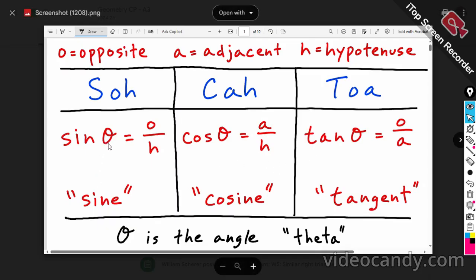This symbol right here is a Greek letter theta. That just represents the angle. And the way to remember the formulas is to remember the phrase SOH CAH TOA. The S is for sine, the C is for cosine, the T is for tangent. And as far as the lowercase letters, O is opposite, A is adjacent, and H is hypotenuse. So remember, sine is opposite divided by hypotenuse, cosine is adjacent divided by hypotenuse, and tangent is opposite over adjacent. You should be familiar with that prior to this exercise.